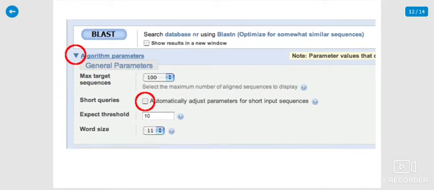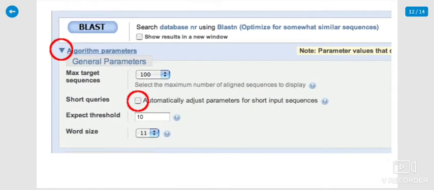Finally, the slide shows the BLAST website, the parameters and values, databases, and optimization: maximum target sequences, short queries, etc. Any doubts, you can ask me via mail or WhatsApp.